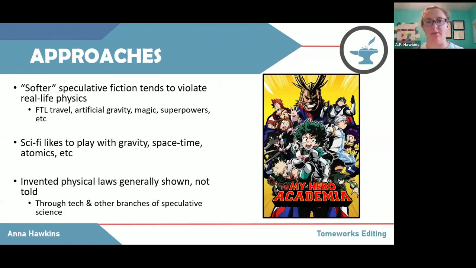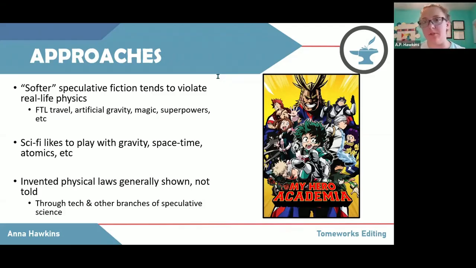I haven't really talked about artificial gravity, but we've touched on magic and superpowers. If you're doing a superhero story, a lot of superpowers tend to violate the laws of physics. And so anyway, I have My Hero Academia on here as an example, because a lot of the characters' powers do violate the laws of physics as we understand them.